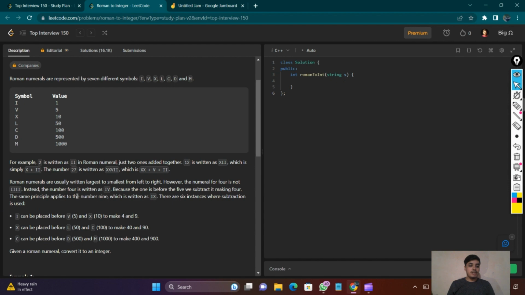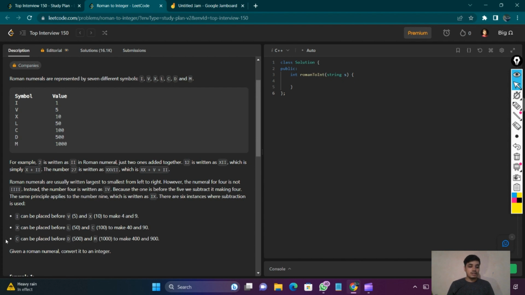The same principle applies to the number 9, which is written as IX. There are 6 instances where subtraction is used. If you place I before V, it is going to be 4. Again, if you place I before X, it is going to be 9, as seen above. Similarly, if you place X before L, it is going to decrease the value of L, which is 50, by 10, because the X value is 10, so it becomes 40. Again, if you place X before C, the C value is 100 and the X value is 10, so it is going to subtract and it is going to be 90.